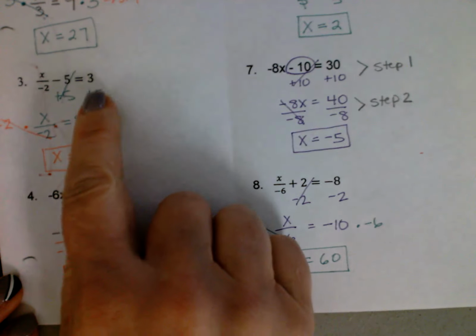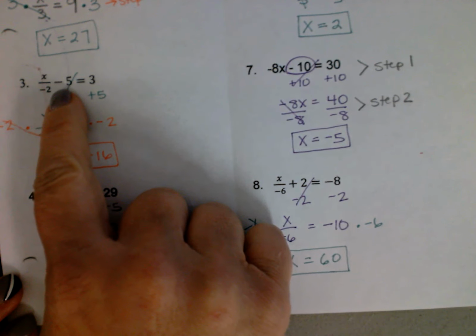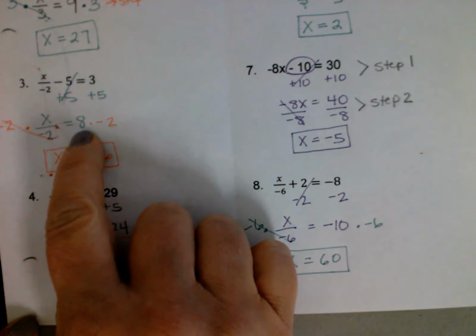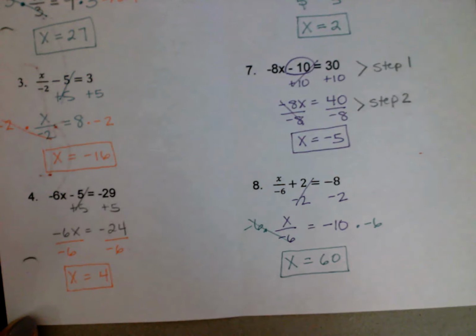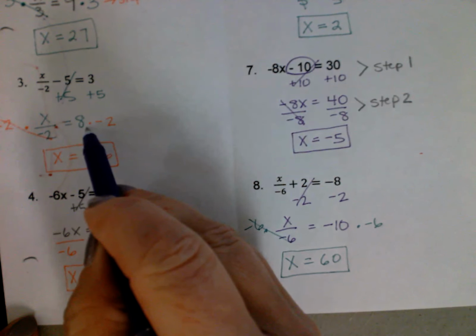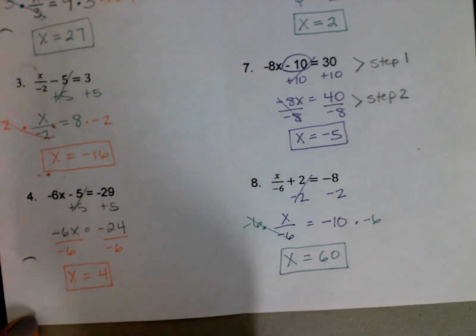All right, I believe I asked you to do question number 3. Undo minus 5 by plus 5. 3 plus 5 is 8. This is a division problem because the variable is part of the fraction. Then I multiply by negative 2. Positive times a negative is negative. 8 times 2 is 16.